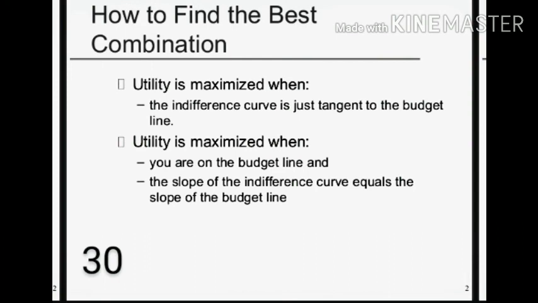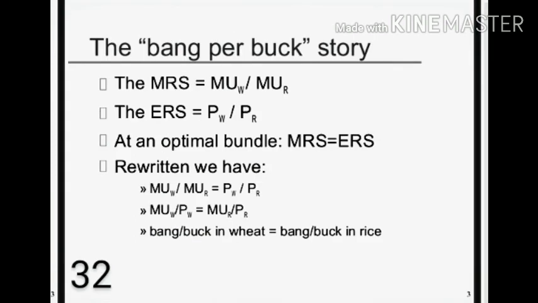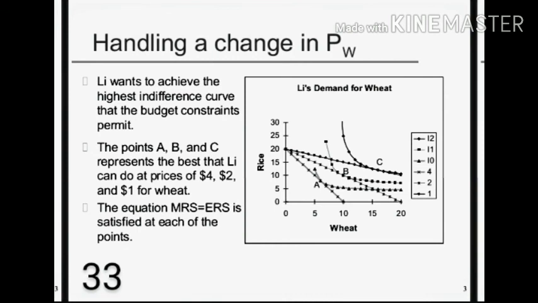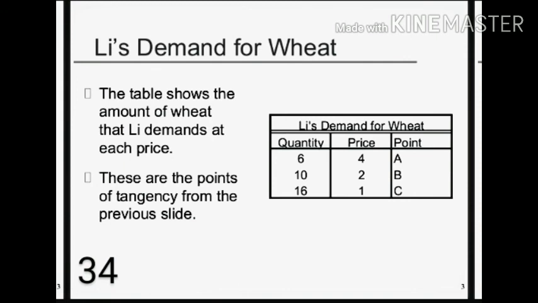How to find the best combination? Utility is maximized when the indifference curve is just tangent to the budget line. Utility is maximized when you are on the budget line and the slope of the indifference curve equals the slope of Lena's budget line. This is the equation of MRS. Lena wants to achieve the highest indifference curve within her budget line.